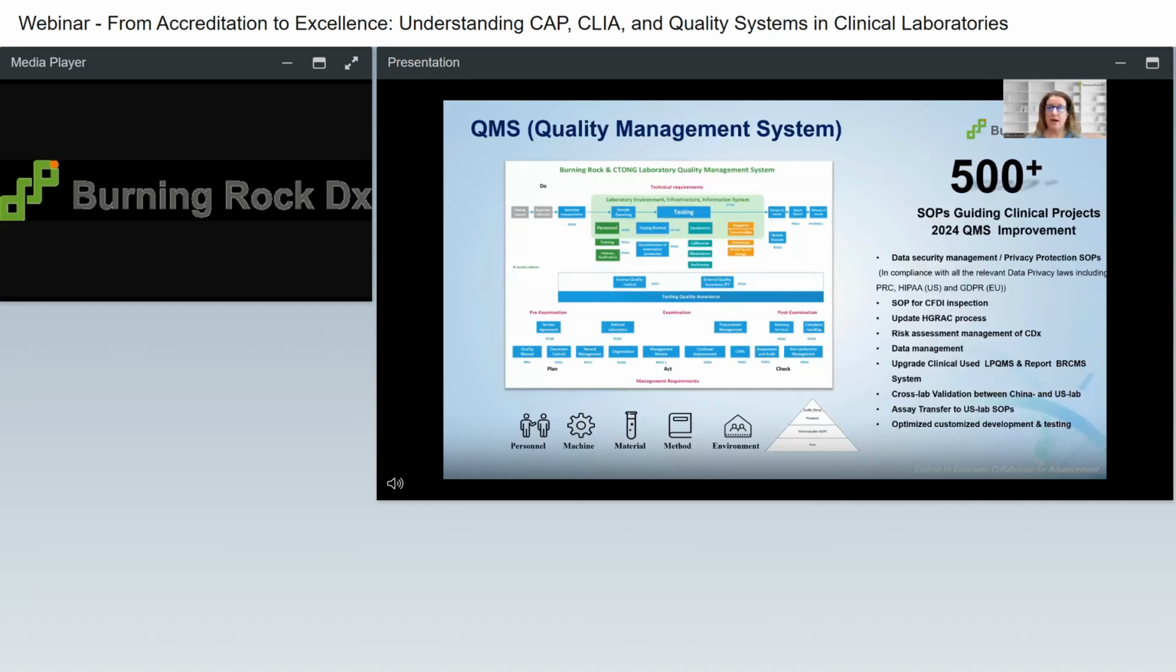In our Burning Rock lab, we have over 500 SOPs that are used for our different clinical projects. As I mentioned earlier, because our clients have different needs, we customize our SOPs to meet their needs. So it's very important that anytime you're going to change any step of the process, that you have a new SOP and work instructions that guide that process, and that is approved by the laboratory director.